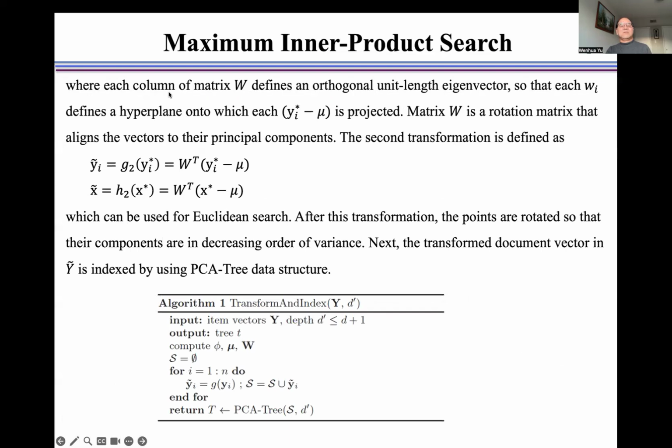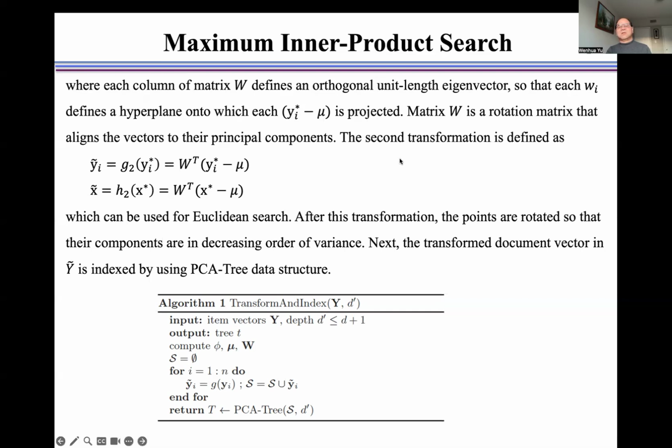Each column of matrix W defines an orthogonal unit-length eigenvector, so that each Wi defines a hyperplane onto which each yi star minus mu is projected. Matrix W is a rotation matrix that aligns the vectors to their principal components.